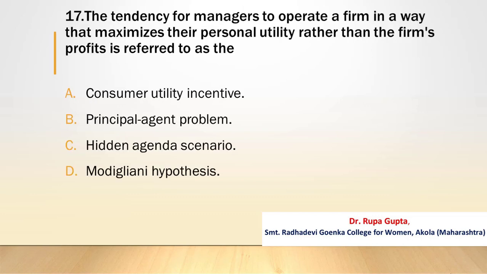Question number 17. The tendency for managers to operate a firm in a way that maximizes their personal utility rather than the firm's profits is referred to as the: Option A. Consumer utility incentive, B. Principal agent problem, C. Hidden agenda scenario, D. Modigliani hypothesis. And the correct answer is B, that is principal agent problem.